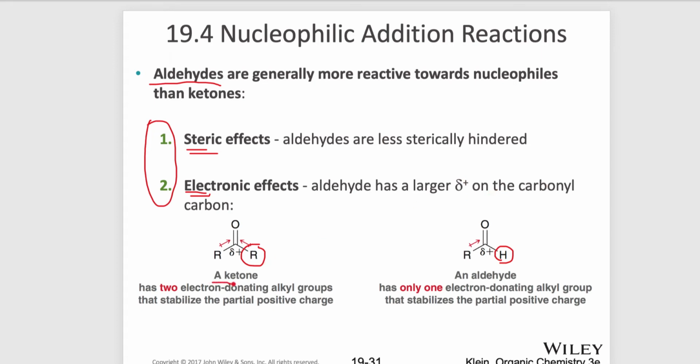Here we see the ketone, with 2 electron donating alkyl groups that stabilize the partial positive charge. Remember, this is an inductive effect. Inductive effects are smaller than resonance effects, but nonetheless, here we have alkyl groups with more electron density than just the smallest atom, the hydrogen. So that is going to make a big difference.